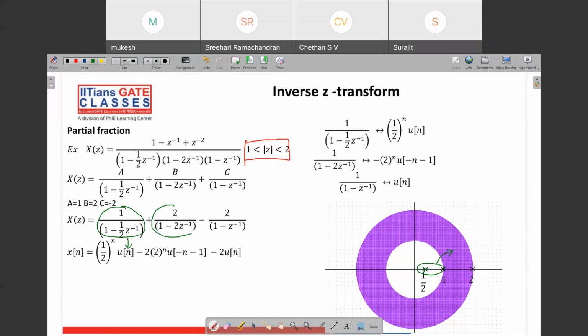Now we have this term for which the pole is located at z equal to 2. Okay. For this one, this is a pole at z equal to 2. And for this pole, the ROC is kind of inward, not outward. And because of that, we will take the left-sided signal. And for the third one, pole is at z equal to 1. Again, for this one, ROC is on the outward, and we'll take the right-sided signal. Okay. So whenever ROC is outward with respect to pole, you should take the right-sided signal. Whenever ROC is inward with respect to pole, you should take the left-sided signal.